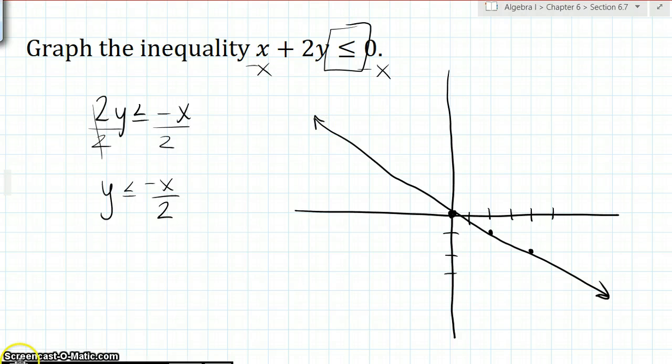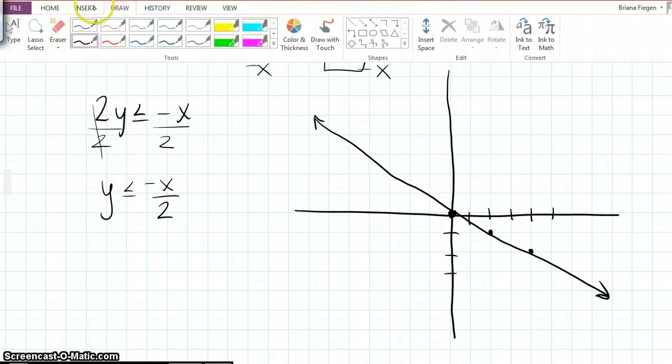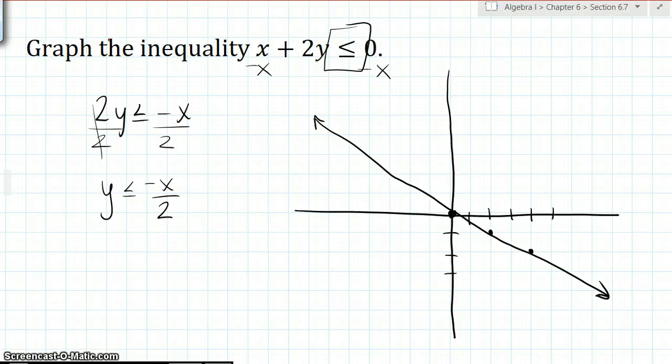Now I need to figure out which side I'm going to shade. I choose a point, and this time we cannot choose 0, 0 because our line goes through that. So choose some other point, like 1, 1. It doesn't matter whether you plug into this equation or the other one, but I always like to plug it into the original one. So I'm going to plug in 1, 1 for x and y.